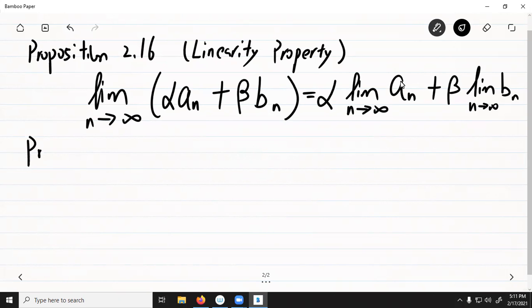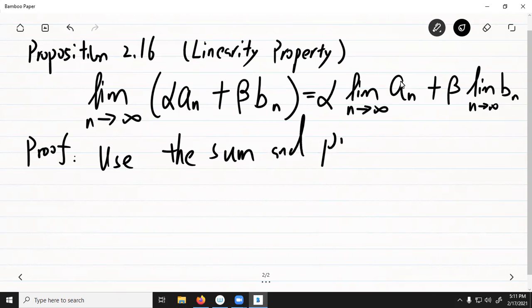Okay, so here the proof I will not show. We can use the sum and the product properties. We also have a lemma that says you can take the constant outside. Okay, I will skip the proof because it's very straightforward.